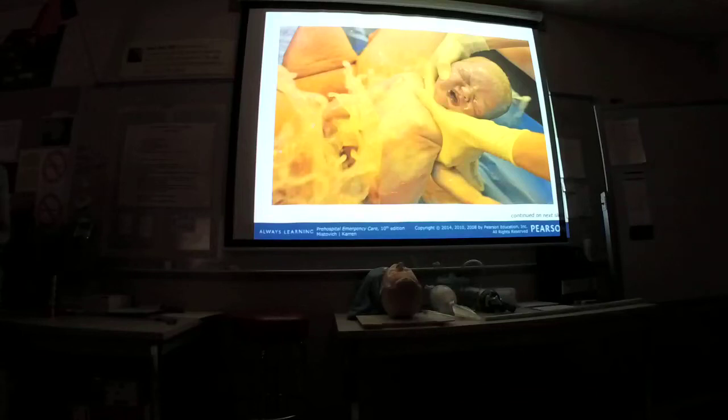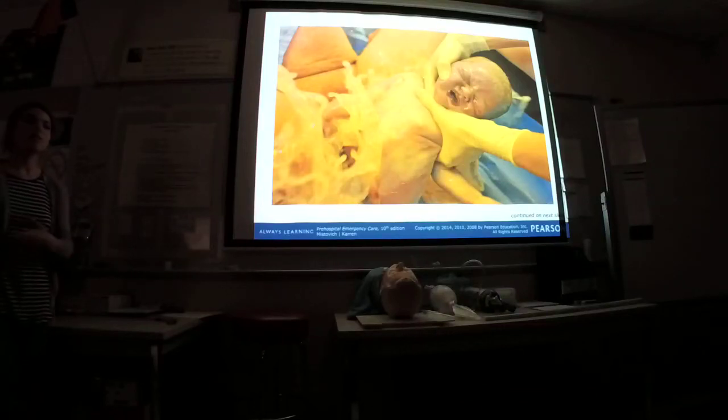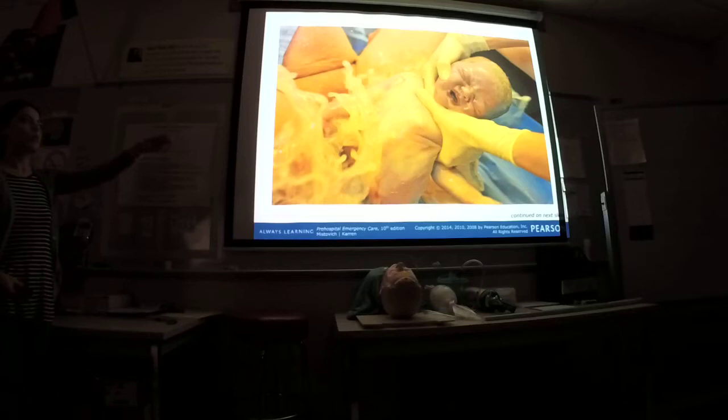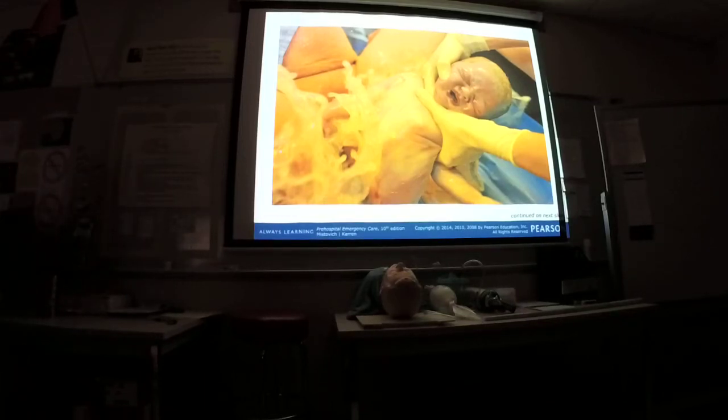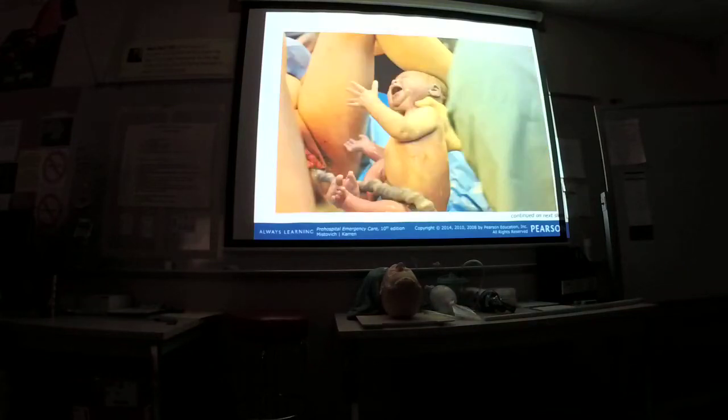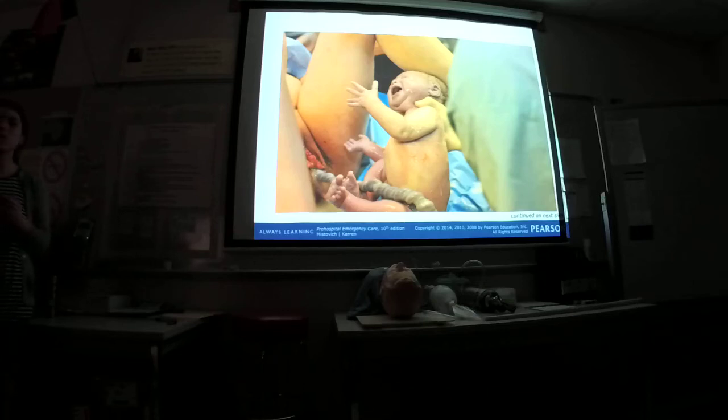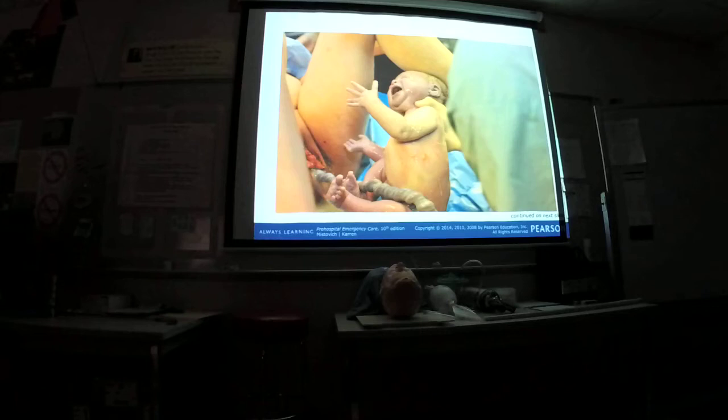So once these shoulders are out, pretty much the whole body is delivered. But again, we want to support the head and the back. At this point, we want to clean the baby as much as we can. The baby's going to have this film over its skin. That's just a protective barrier, so we don't want to take that off or anything. And then the baby starts crying. As soon as the shoulders are out, that's when the baby starts breathing on its own. The chest cavity opens up.